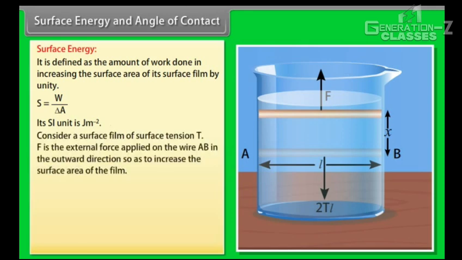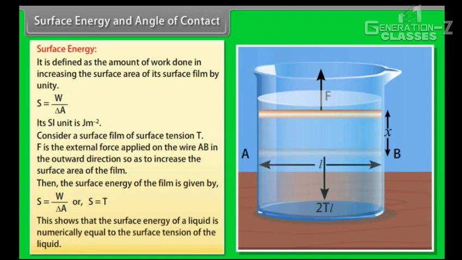Consider a surface film of surface tension T. F is the external force applied on the wire AB in the outward direction so as to increase the surface area of the film. Then the surface energy of the film is given by, we know that S is equal to W upon delta A. This gives the result S is equal to T. This shows that the surface energy of a liquid is numerically equal to the surface tension of the liquid.